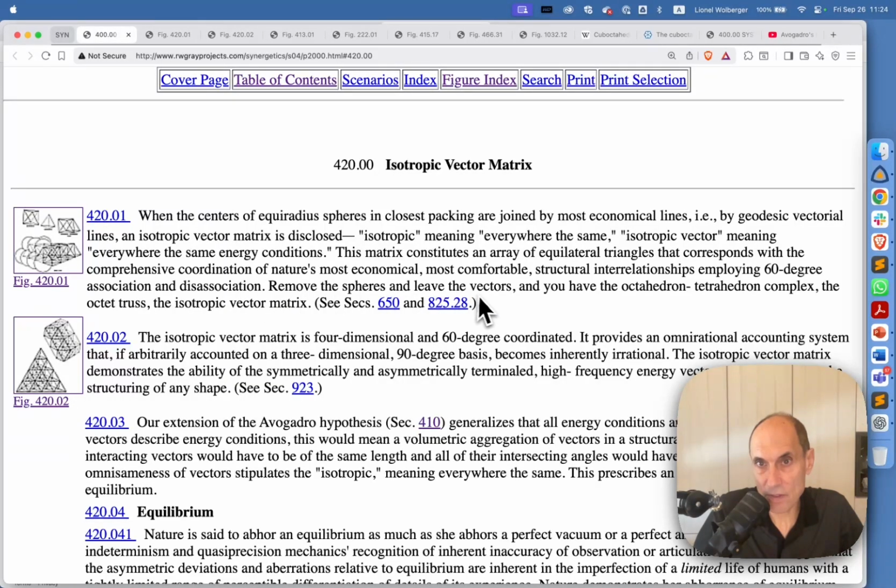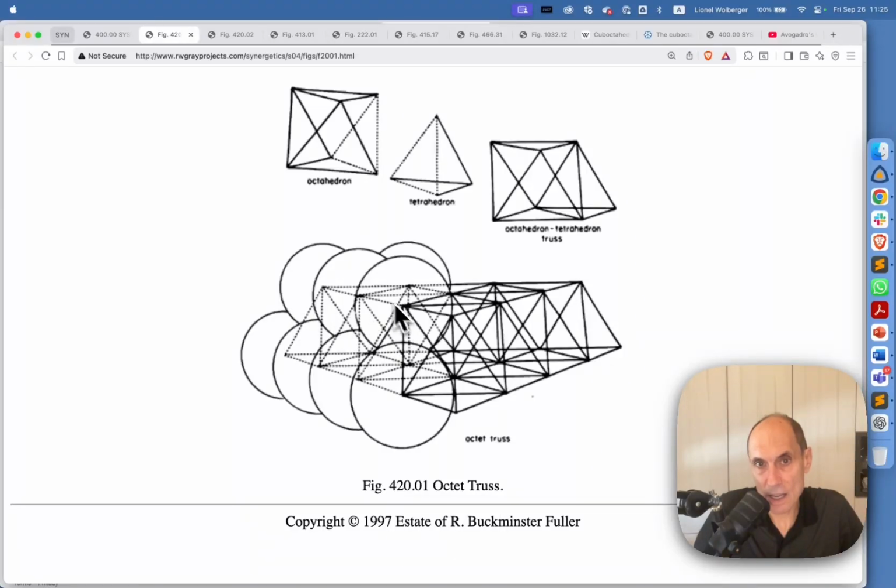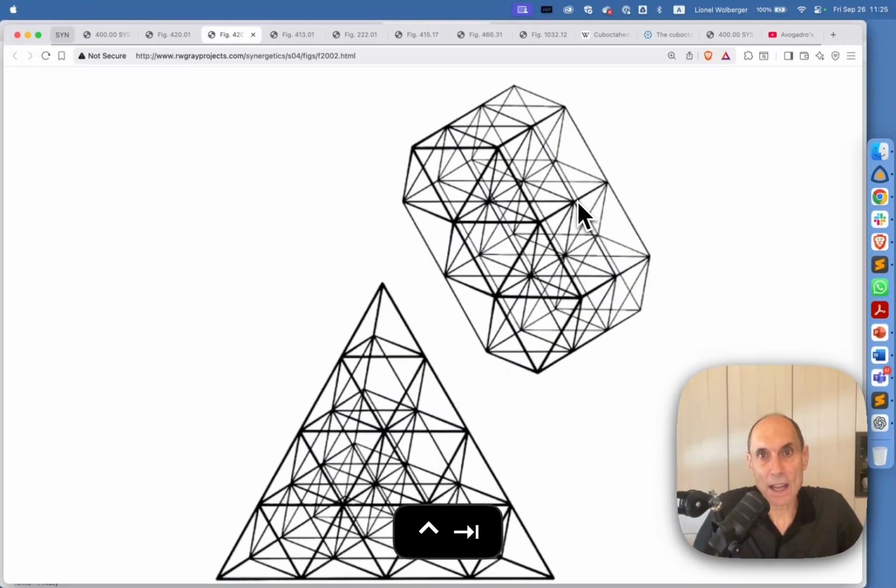Remove the spheres and leave the vectors, and you have the octahedron-tetrahedron complex, the octet truss, the isotropic vector matrix. And that's what I showed you in our little preparation. Here are spheres drawn, and then if you just take the centers of the spheres and remove the spheres, then you have the nodes or the vertices. Here he has rendered it as an octet truss, which is kind of one flat layer extending forever. Here's one unit of it. There's an octahedron with the tetrahedron associated. And in this drawing, you don't see the spheres at all.